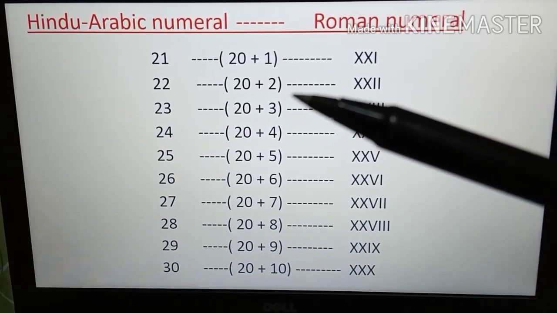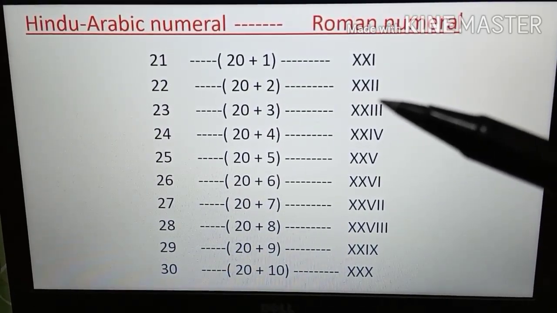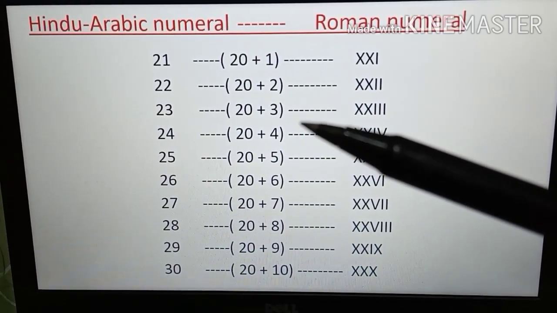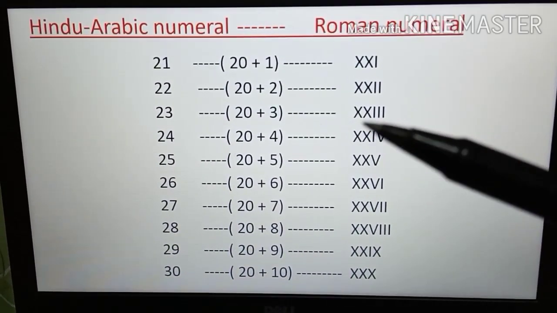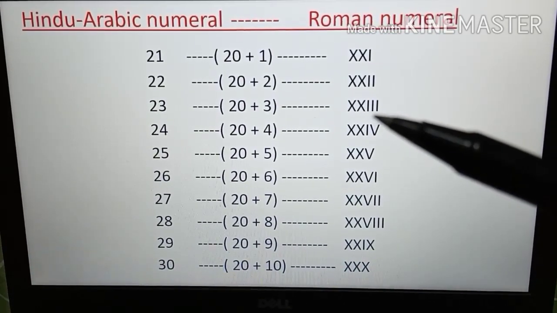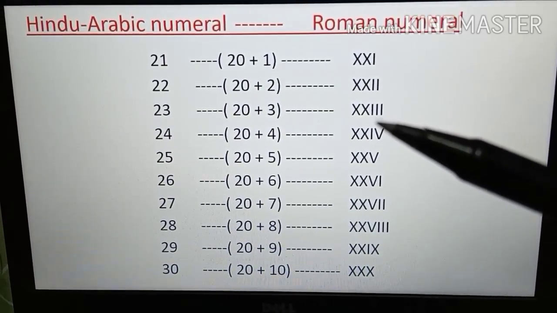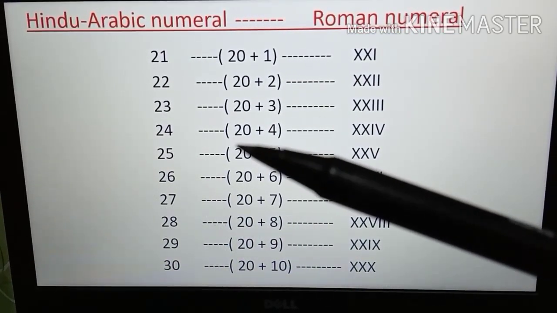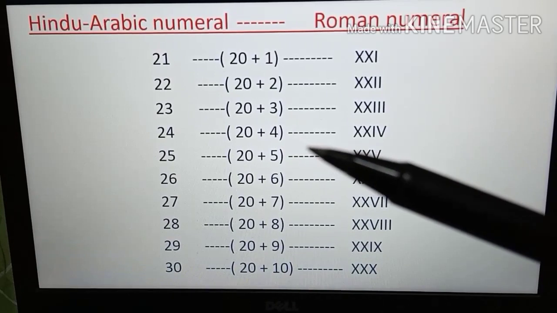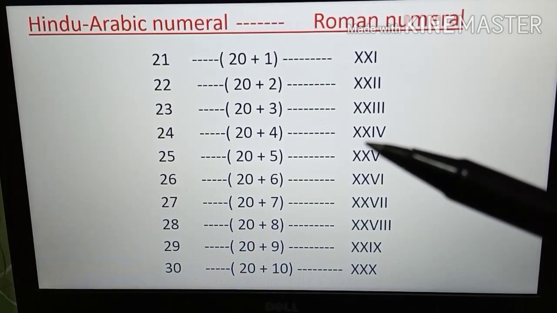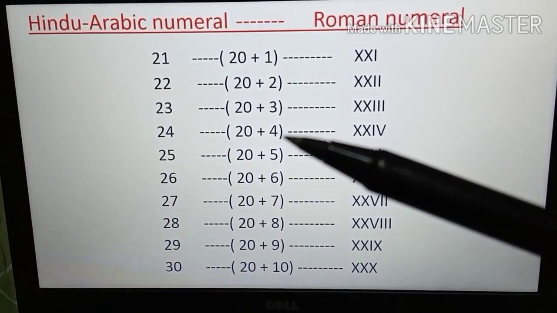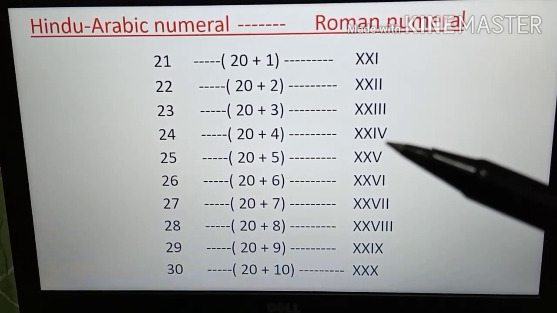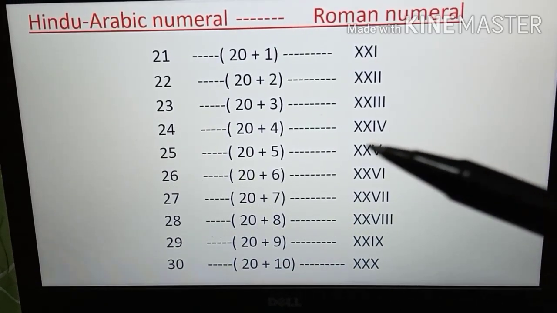22, 20 plus 2, that is XXII. 23, that is 20 plus 3, means for 20 you will write XX and for 3 you will write III, that is 3 times I. Now for 24, we break it 20 plus 4. For 20, what is the Roman numeral? XX. And for 4, what is the Roman numeral? IV. Okay, we have done this.